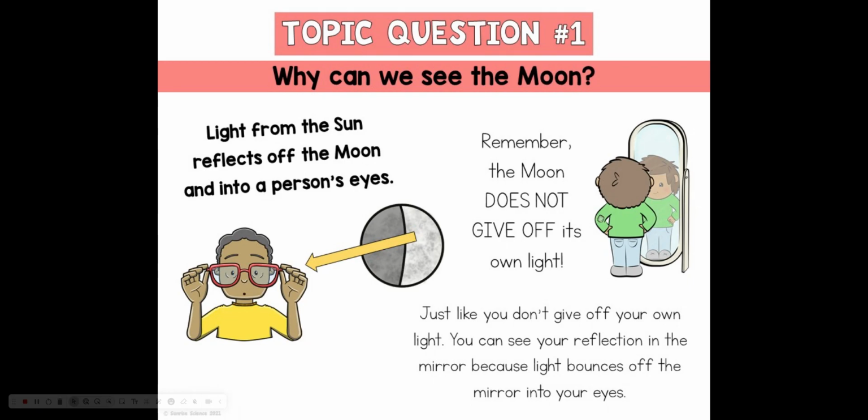If you go look in a mirror and you look at yourself, you can see your reflection. It's not because you have your own light, it's because the light bounces off the mirror into your eyes so you can see yourself. If you turn the lights off and look in the mirror and it is completely dark, you will not see yourself.